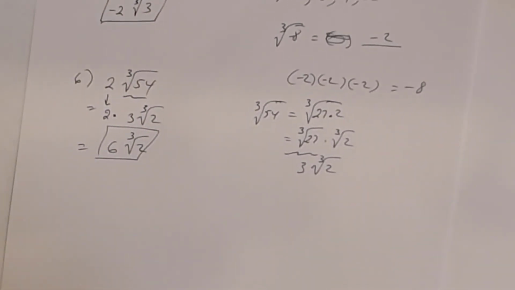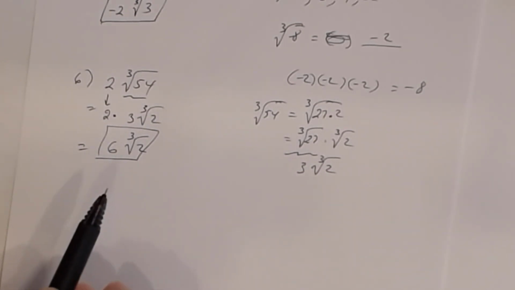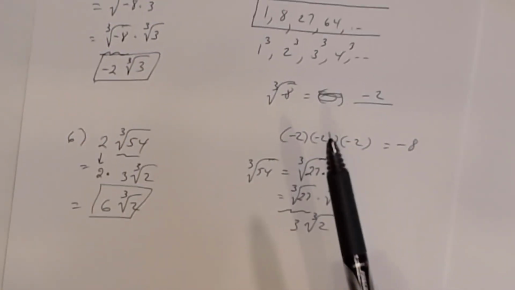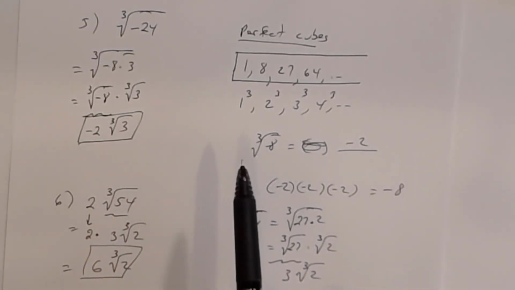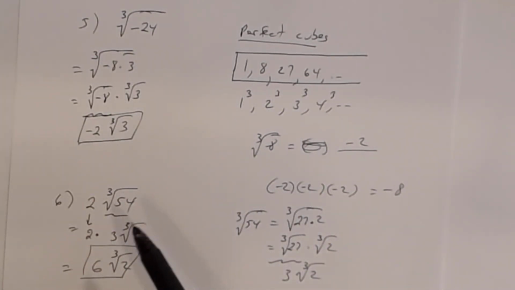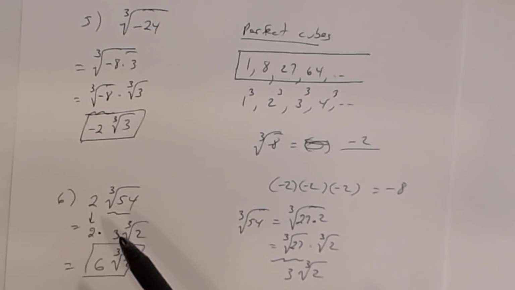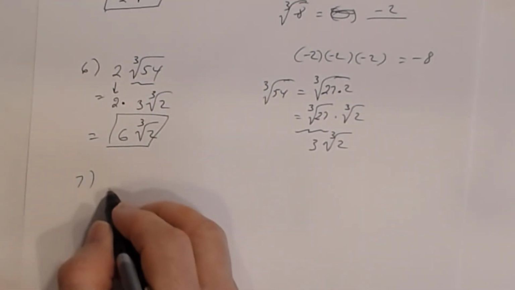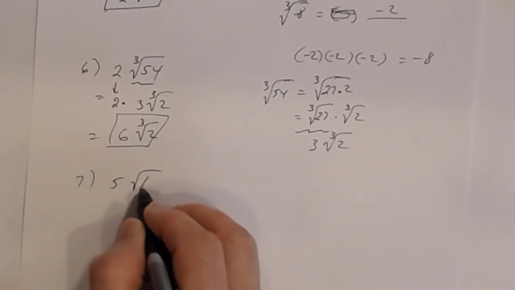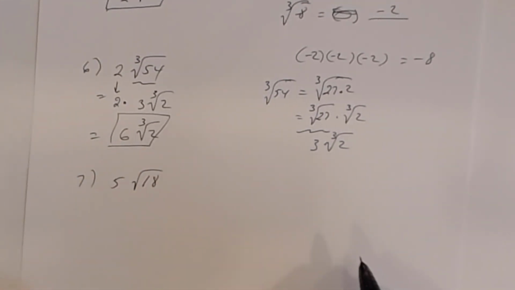All right. Okay, let's do one more. Now notice before I go on, all the problems we've done did not involve any variables. So those 6 problems did not involve any variables. Okay, so let's go to number 7. Number 7, we have 5 times the square root of 18.